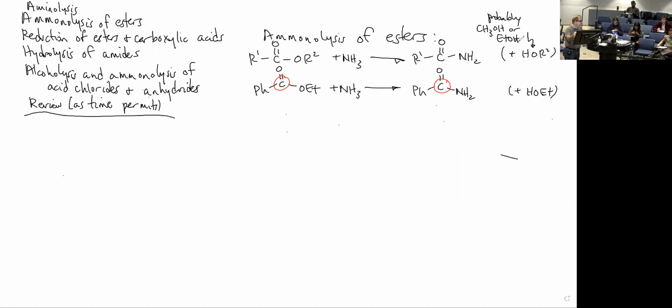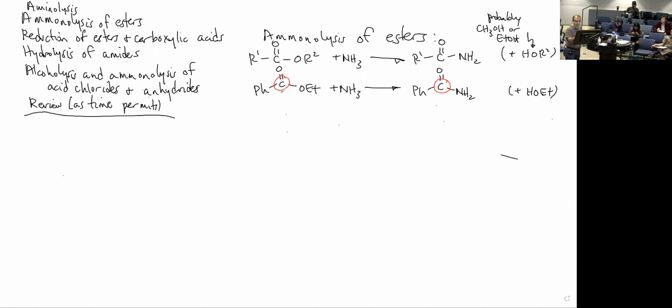Almost certainly, that alcohol that you get will be either methanol or ethanol, since by far the vast majority of esters are methyl and ethyl esters. I would, at a conservative estimate, say that at least 97% of all esters are going to be methyl or ethyl esters. So that's going to be a byproduct. That's going to be removed from the reaction mixture. And what we will actually isolate will be the primary amide.